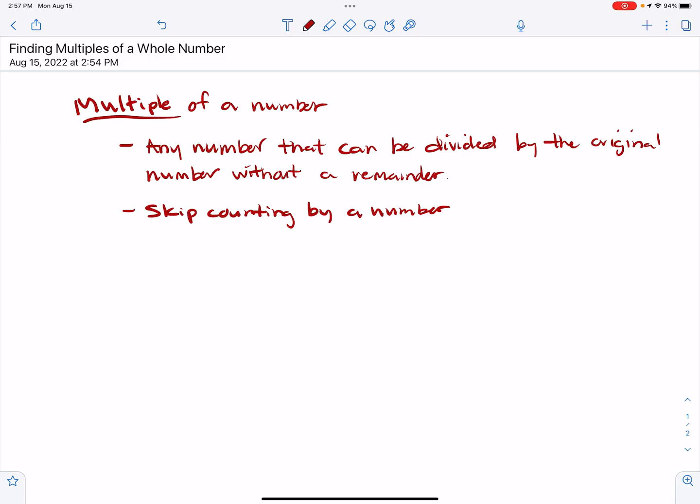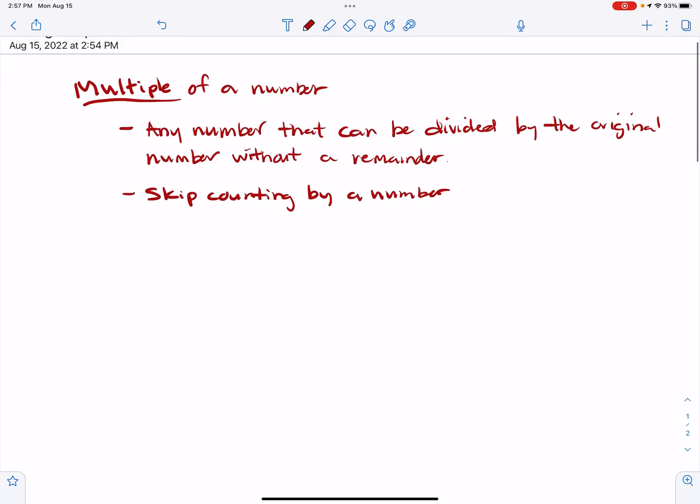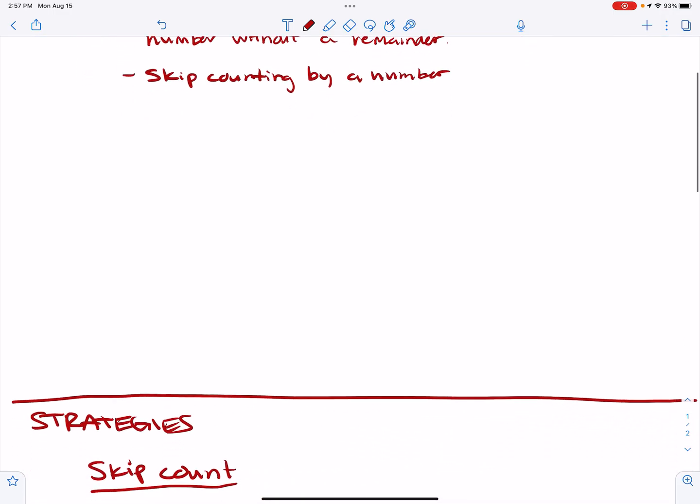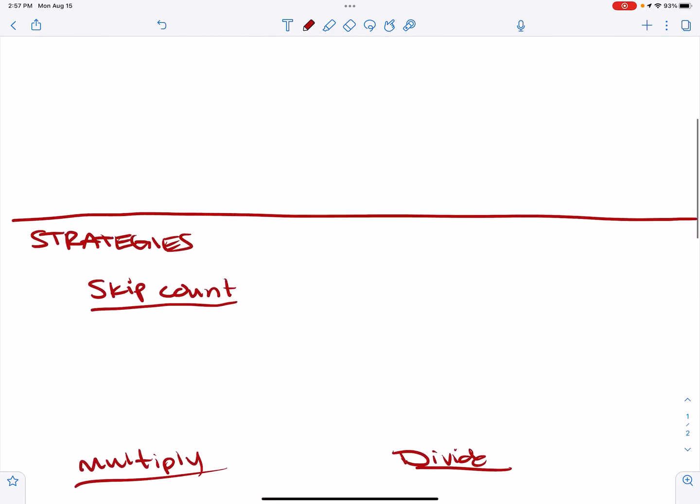Closely related to the factors of a number are finding the multiples of a number. And so this is kind of like the opposite, in a way, of a factor. A multiple of a number is any number that can be divided by the original number without having a remainder. Or another way of thinking about this is skip counting by a particular number. And so ways that we can find the multiple of a number, let's say we were thinking about multiples of 5, that's going to be our goal number here.